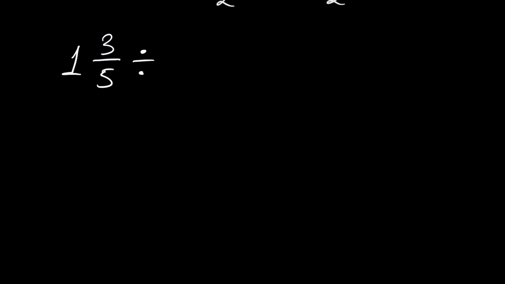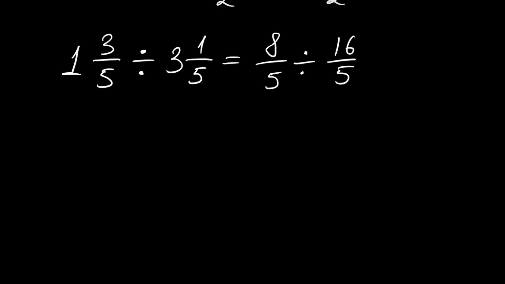divided by 3 and 1 over 5. First, again, as in the case of multiplication, we transform our mixed numbers with whole part and fractional part into improper fractions. 1 times 5 is 5. 5 plus 3 is 8. 8 over 5 divided by 3 times 5 is 15. 15 plus 1 is 16. 16 over 5.